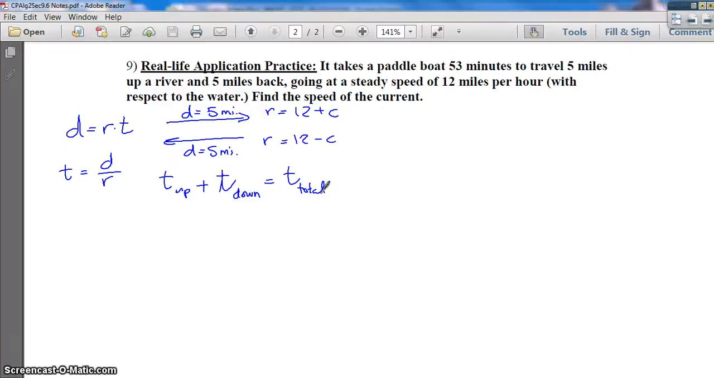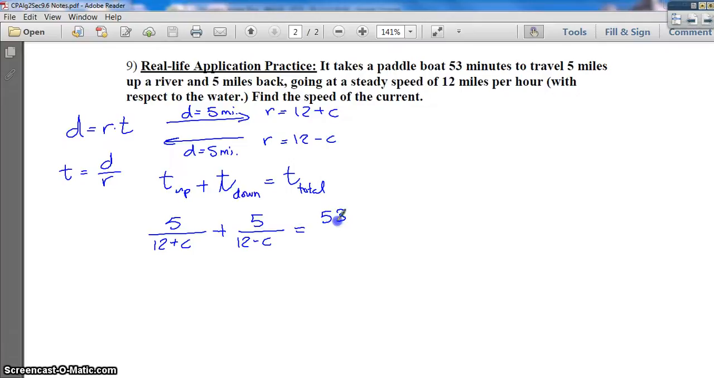All right, let's try time up the river, okay? That will be this one with the current. So the time going up the river is going to be distance, which is 5 miles, over 12 miles per hour plus the current, C, because it's D over R. That's what I'm doing, distance over rate. Plus the time going down, which would be the distance, 5 miles again, and this would be 12 minus C. Now this equals 53 minutes total time.